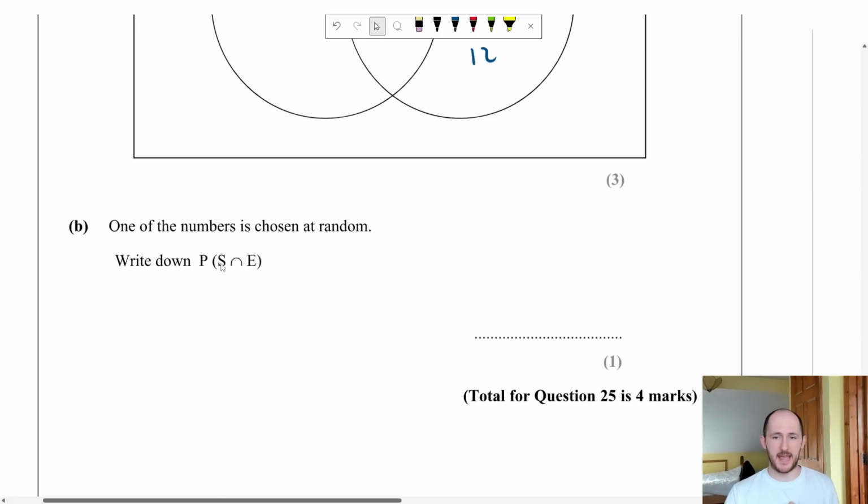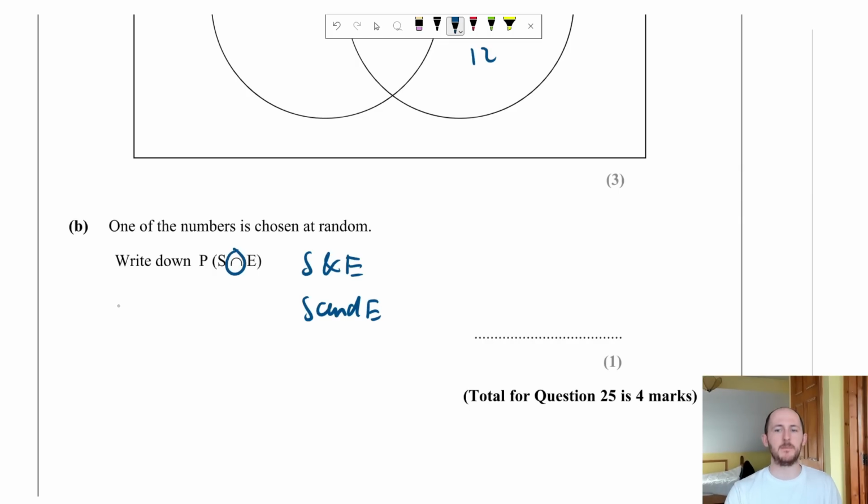I like to read this as S intersect E. I like to think this looks like an N. So it's like you're saying, what's the probability of S and E? So it's a probability that something is in S and E. So this one here means and.